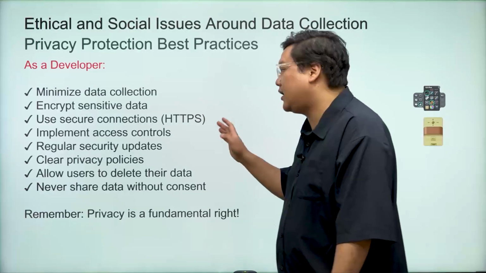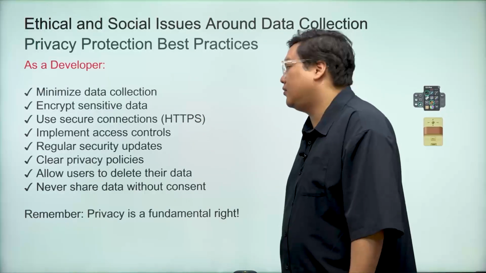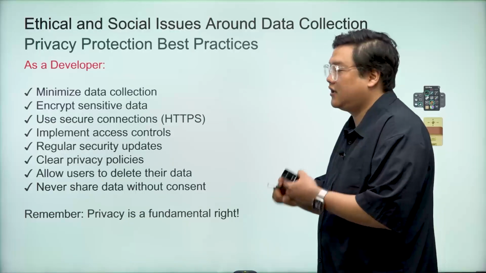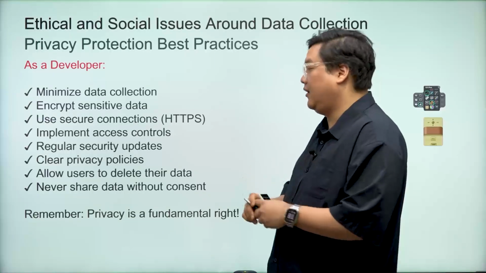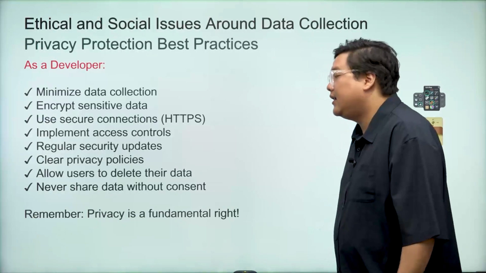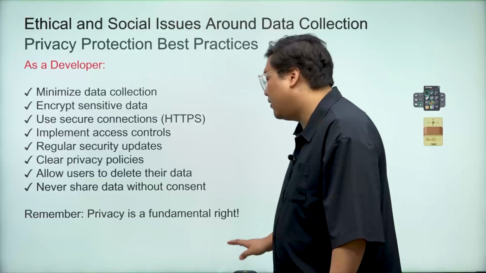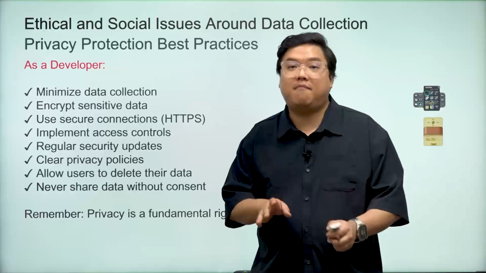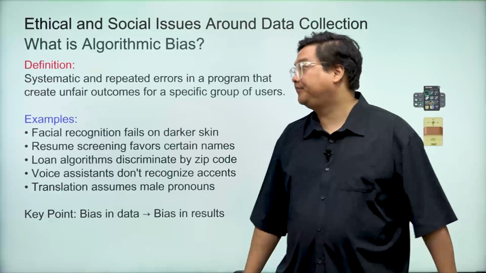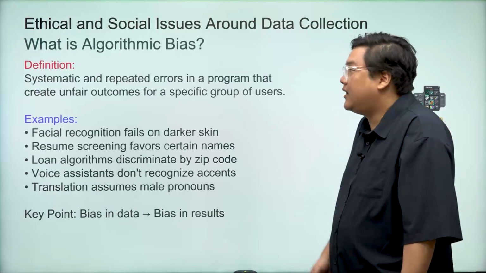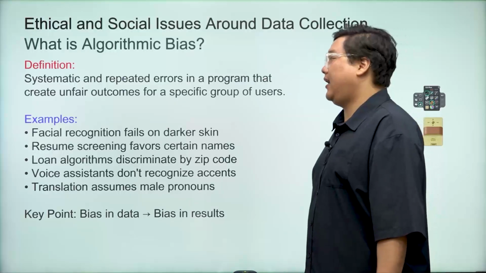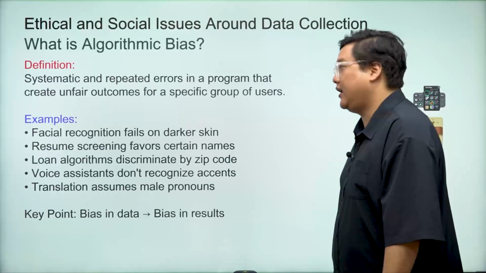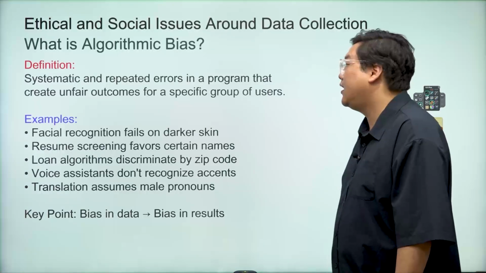So use secure connections, implement access controls, regular security updates, clear privacy policies, allow users to delete their data, never share data without consent. Privacy is our fundamental right. We must remember that as programmers. So what is algorithmic bias? Systematic and repeated errors in a program that create unfair outcomes for a specific group of users.